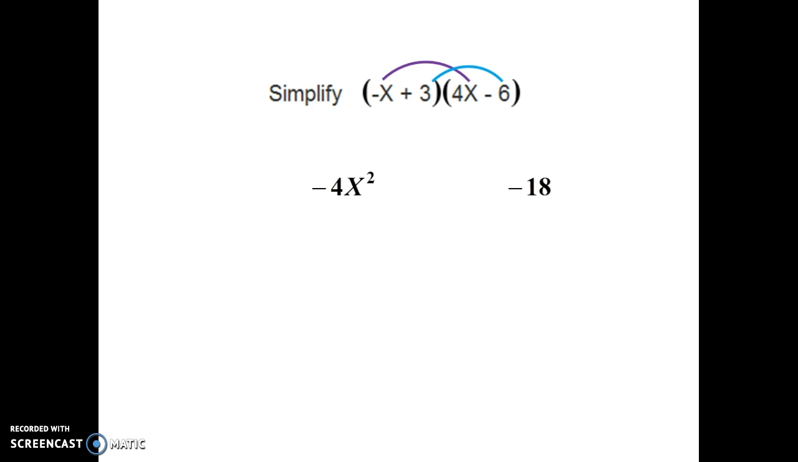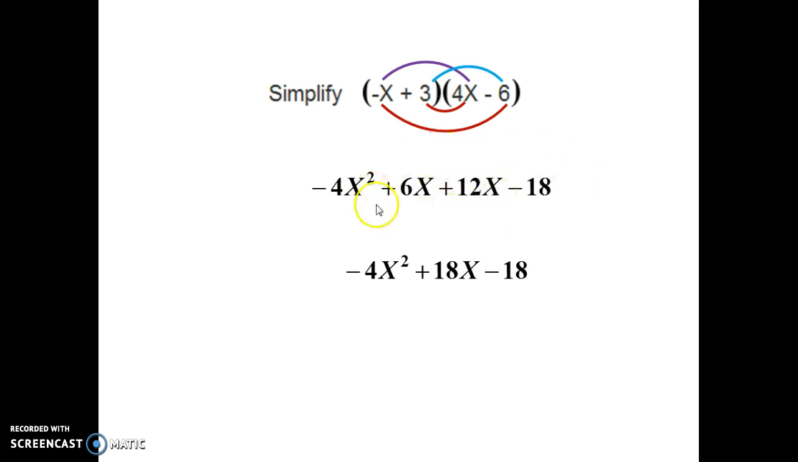Then we need to multiply the unlike terms. So negative x times negative 6, which gets us a positive 6x. And then 3 times 4x, which gets us positive 12x. Again, notice that you have like terms in the middle, so we can combine those, 6 and 12, to get 18. This is typically going to happen just about every time that you multiply. So we're going to need to make sure that we simplify from 4 terms to 3 terms whenever we possibly can.